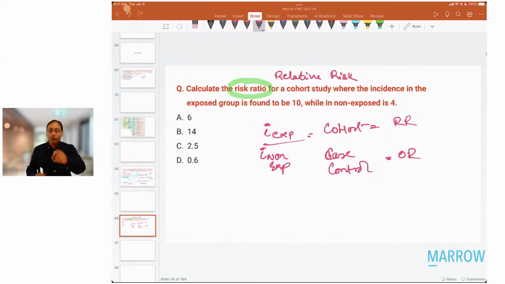And what is odds ratio? Odds ratio is also known as the cross product ratio, and the cross product ratio is given by the formula A into D over B into C. It is done only in case control study. That is what odds ratio is.